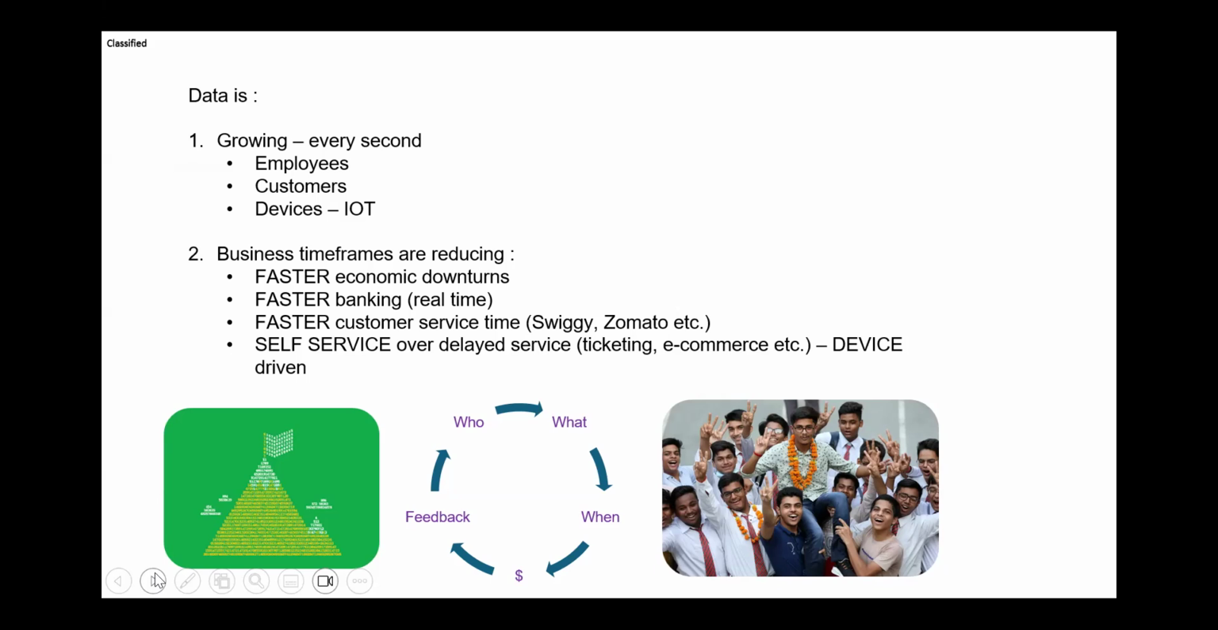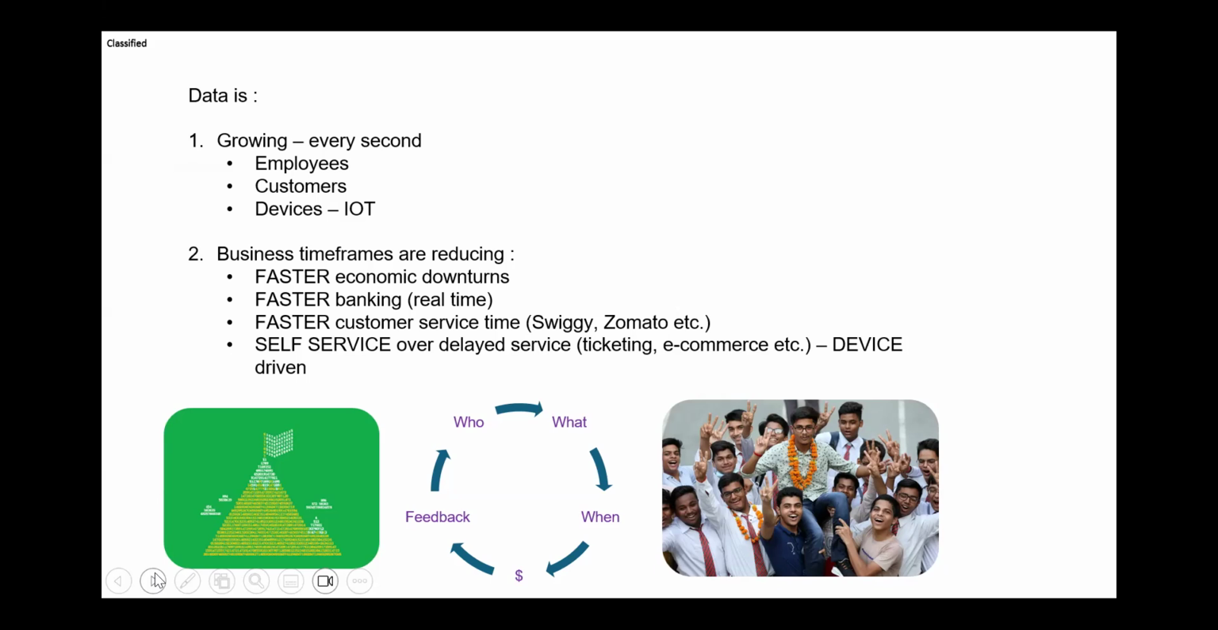So earlier, for an outstation check to get cleared could take up to 7 days, but today you have it in real time. Faster customer service, Swiggy, Zomato, the rise of quick commerce, self-service over delayed service. So you have EaseMyTrip and MakeMyTrip and so many such e-commerce, Myntra, Amazon, device-driven systems which help us work faster and smarter in our life, right?